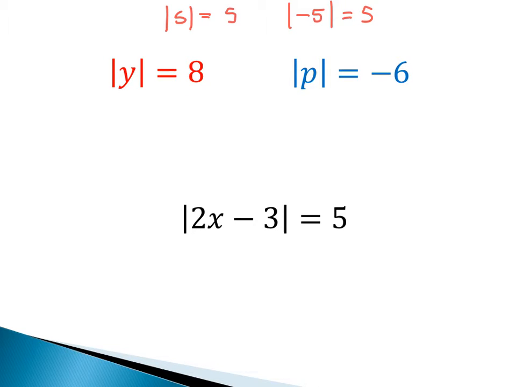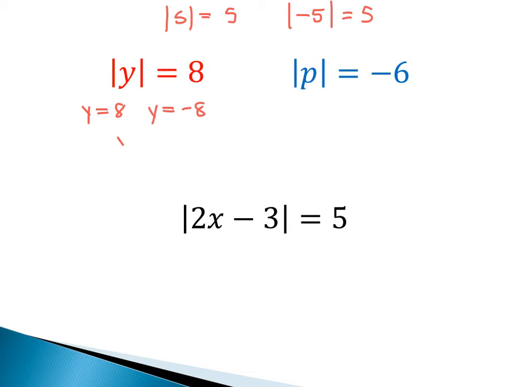The thing you've got to remember about this is that there are two potential solutions. y could be equal to 8, or y could be equal to negative 8, because both those answers would result in 8 if I were to take the absolute value of them. Okay, so what we get here are two solutions. So y could be 8, y could be negative 8.